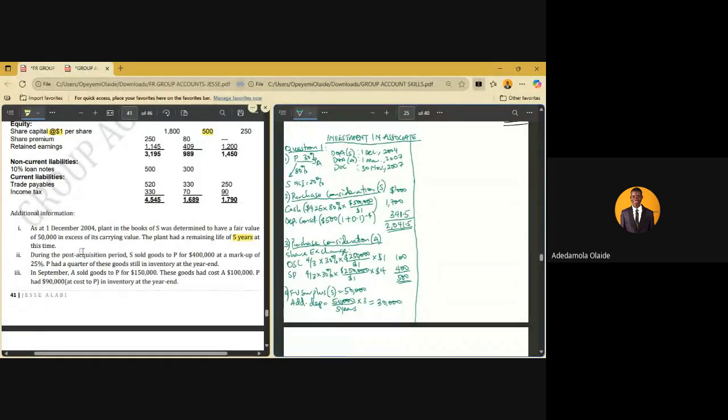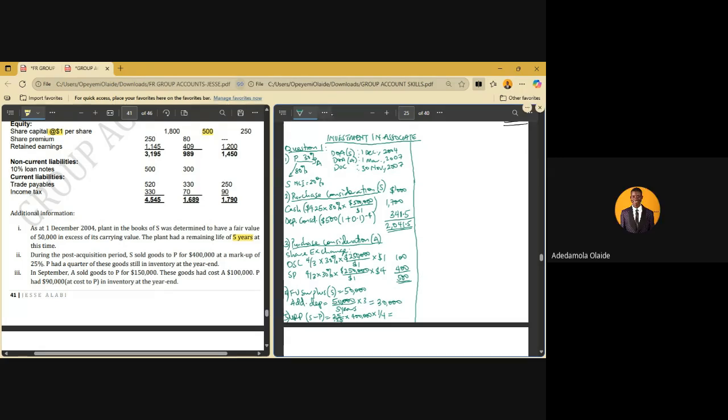Then, during the post-acquisition period, S sold goods to P, that is, the subsidiary sold to the parent, for 400,000 at a markup of 25%. P had a quarter of these goods still in inventory. So we say unrealized profits, S to P: 25 over 125 multiplied by 400,000 multiplied by 1/4, because only 1/4 is what is remaining in their inventory. All of that gives us 20,000.